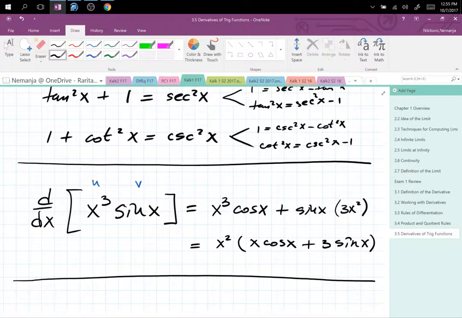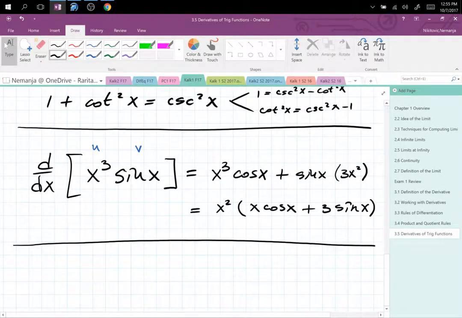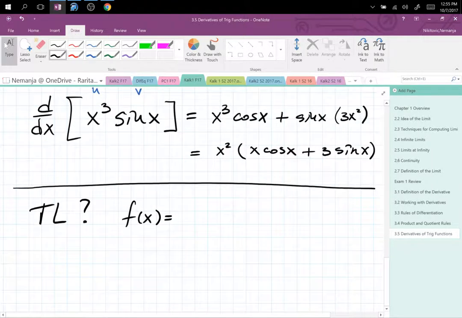I will do one more problem and call it a day. Oh, exciting, right? Music to my ears. What does this mean? Tangent line. Tangent line, exactly. I love the way you sing it.